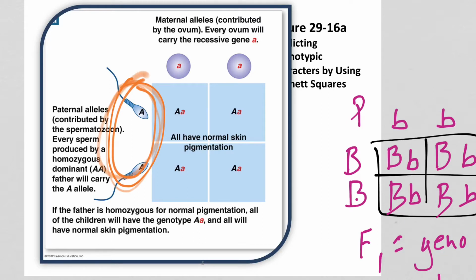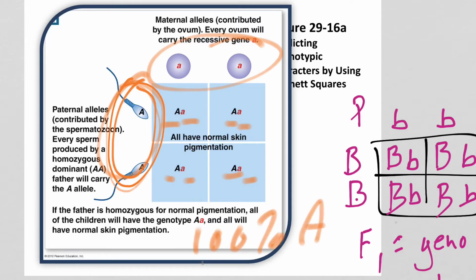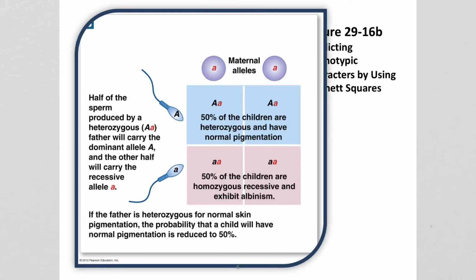So papa here has the dominant gene: this half of his sperm give the uppercase A, and this half of the sperm give the uppercase A. Mama has the recessive gene, so this half of her eggs give the lowercase a, and this half of her eggs have the lowercase a. So there's a 100% chance of heterozygous children. Okay, next page.